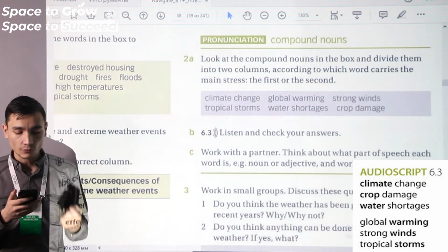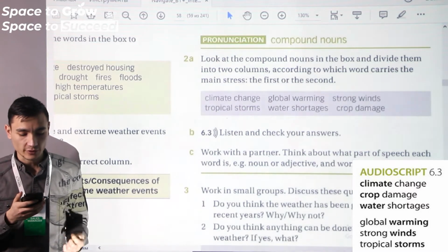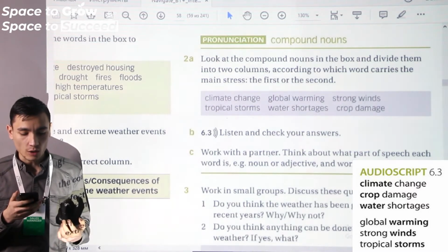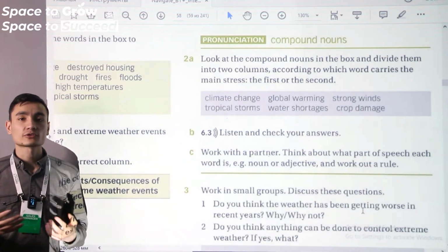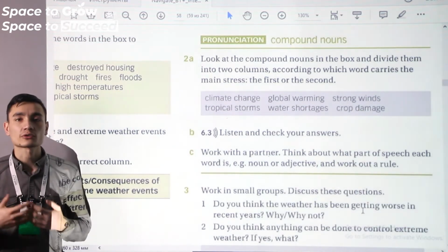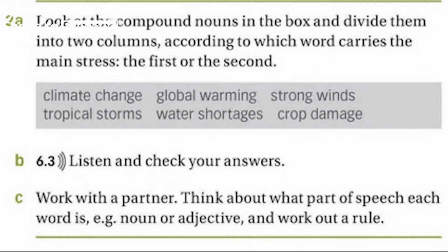As you see, the words in which the first word is stressed are climate change, crop damage, water shortages. And the words with second word stress are global warming, strong winds, tropical storms. Exercise 2B, listen and check your answers one more time. Audio 6.3.